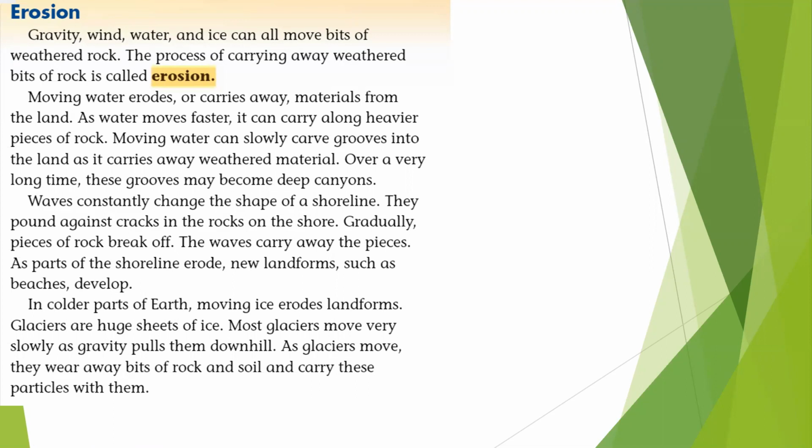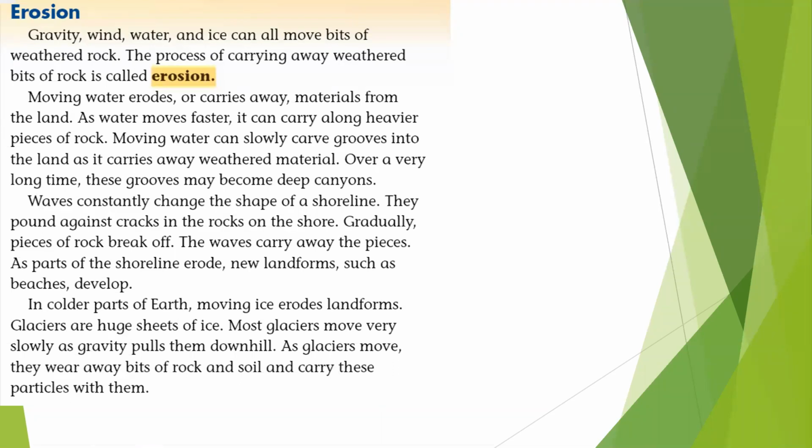Waves constantly change the shape of a shoreline. They pound against cracks in the rocks on the shore. Gradually, pieces of rock break off. The waves carry away the pieces. As parts of the shoreline erode, new landforms such as beaches develop.